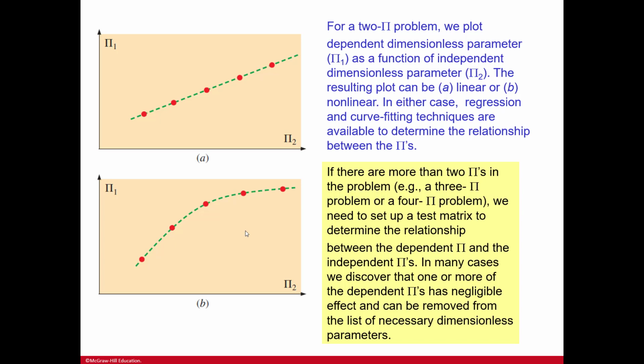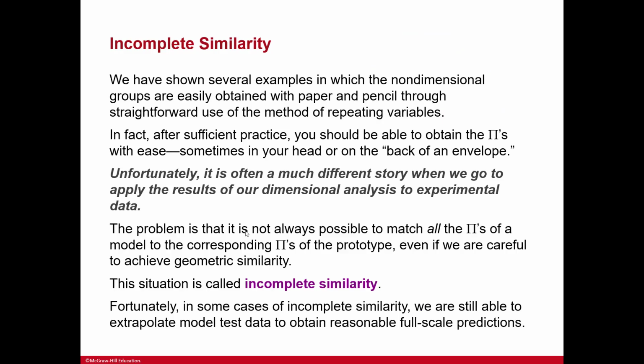If we did have more than 2 pi's in a problem, 3, 4, XYZ, you can then use that test matrix to determine the relationships between dependent pi's and independent pi's. In many cases we discover that one or more of the pi's has negligible effect, and then we can just remove it from the list of necessary dimensionless parameters. If you notice that it is just not really affecting your testing one way or the other, then just remove it, because that's one less parameter that you have to include and focus on.